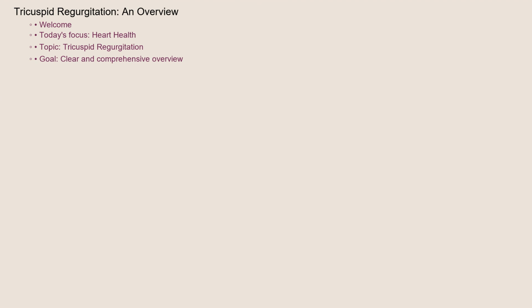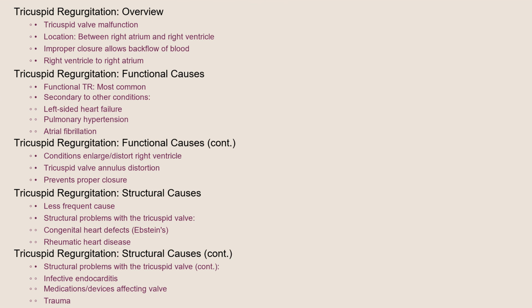and comprehensive overview. Tricuspid regurgitation occurs when the tricuspid valve, located between the heart's right atrium and right ventricle, doesn't close properly. This malfunction allows blood to leak backward from the right ventricle into the right atrium. There are many potential causes of tricuspid regurgitation.